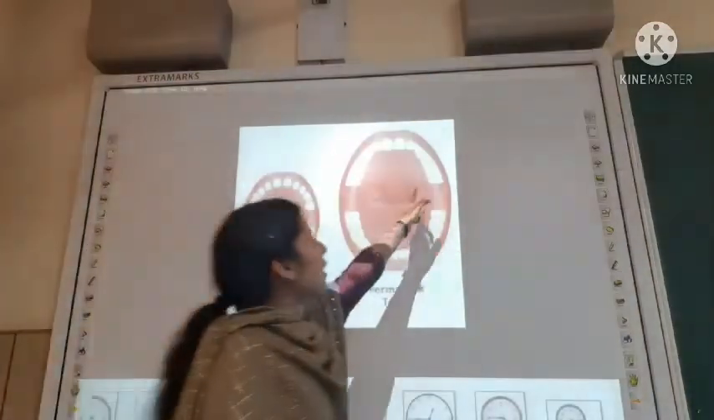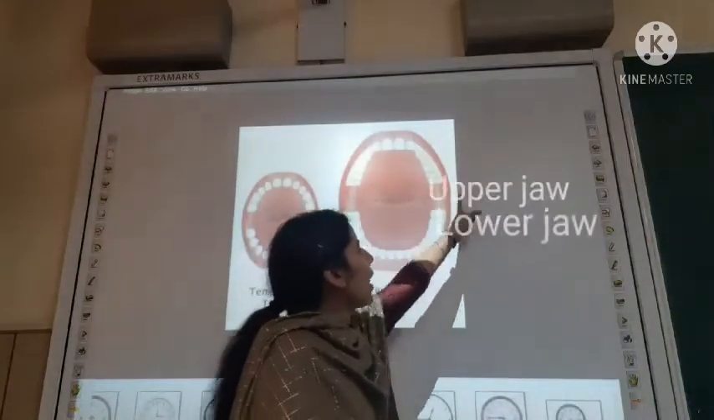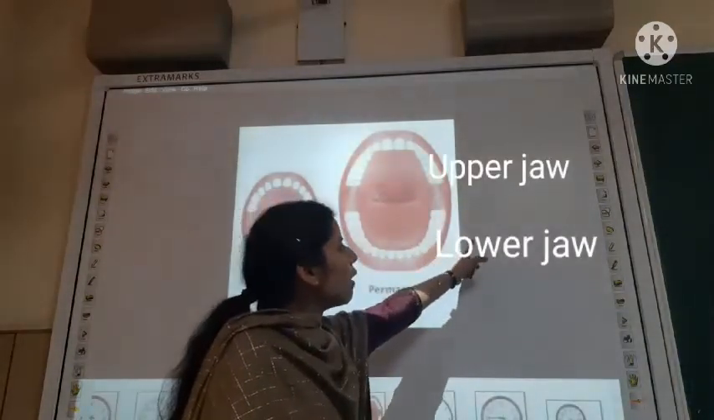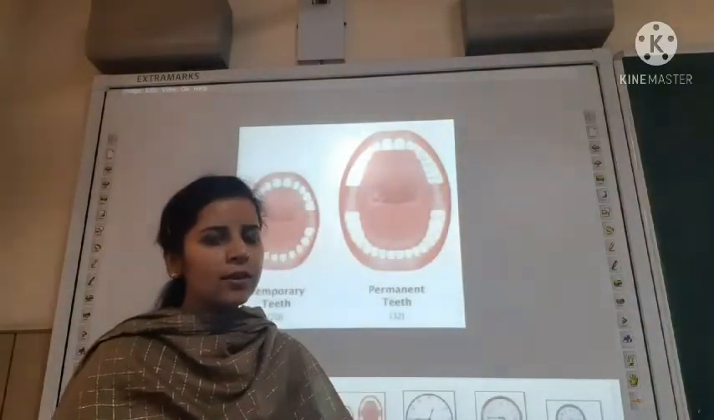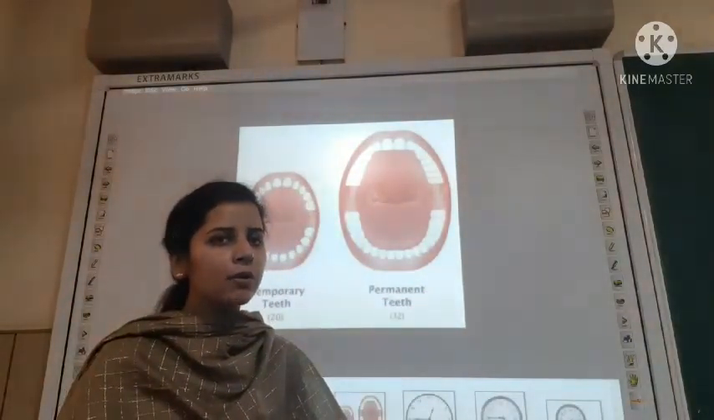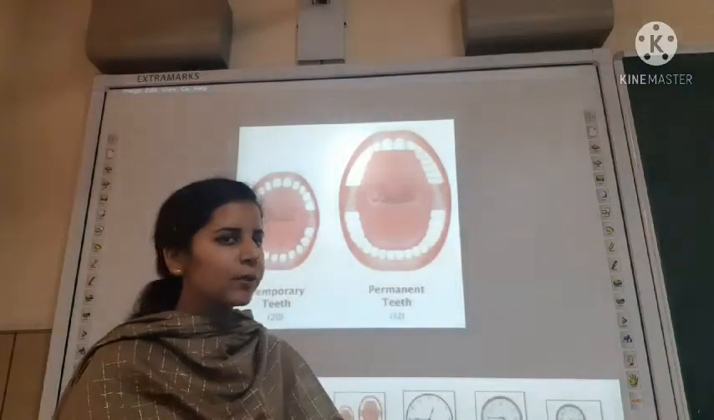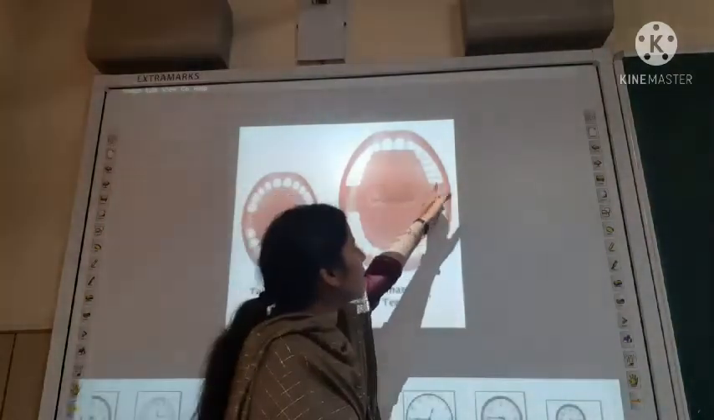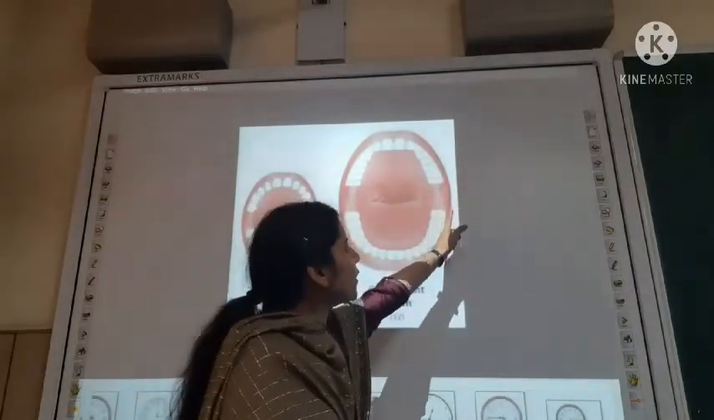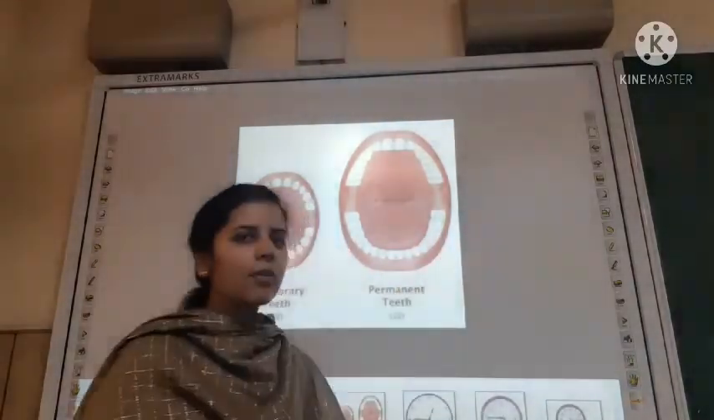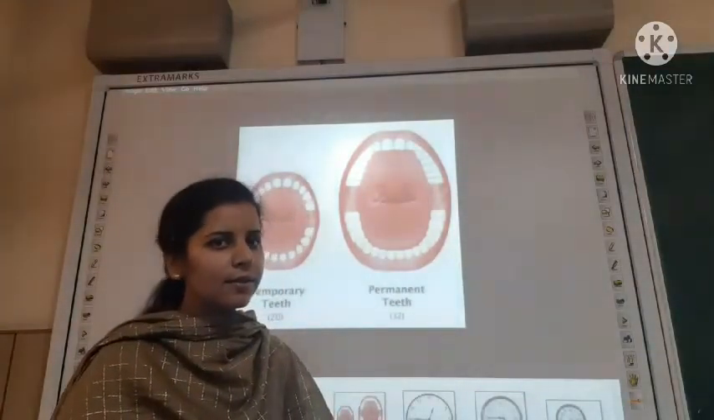This part is called the upper jaw and this part is called the lower jaw, right? Every adult person has a set of 32 teeth in his mouth: 16 in the upper jaw and 16 in the lower jaw. So a total of 32 teeth are present in our mouth, right?